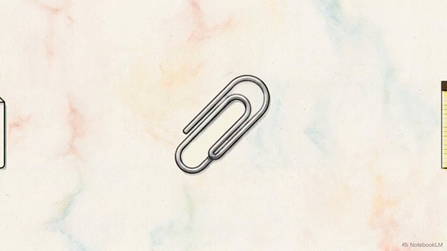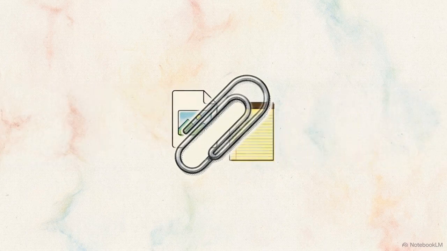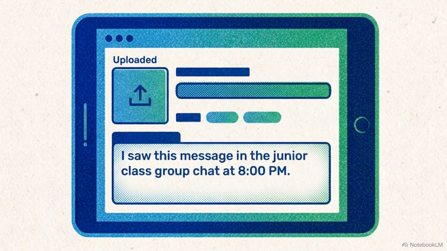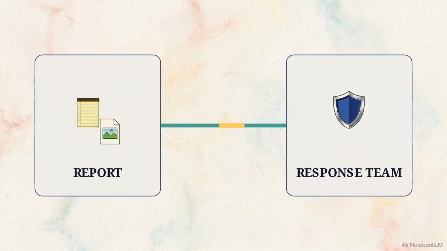Attach the screenshot and your notes to an email or the digital form. Use objective, factual language when you describe what happened. For example, "I saw this message in the junior class group chat at 8 p.m." Do not include personal theories or guesses about what the person was thinking. Stick to exactly what you saw without adding any exaggerations. By acting as a factual conduit, you allow the school's response team to begin their investigation with clear, unbiased information.